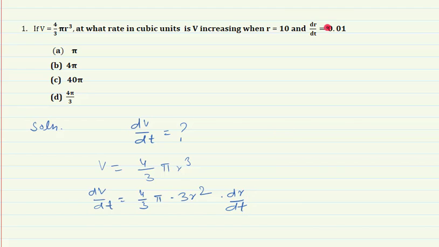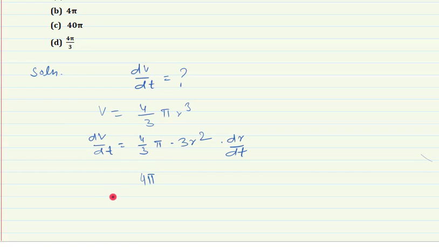Now just put the value of r and dr by dt here, so you will get the correct answer, and the correct answer is 4 pi. I hope you can simplify it further. That is, B is the correct option. So correct option is B.